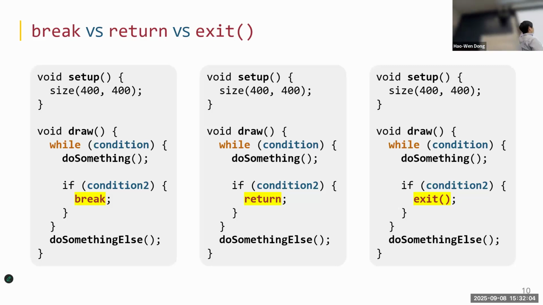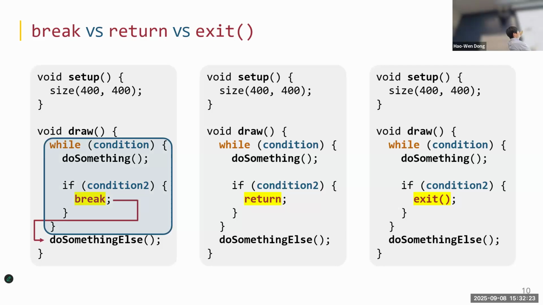So we set up something in the draw function, a while condition does something, and then we can check for another condition, and we can use break, return, or exit. But they will all have different effects. For break, you will only exit the immediate block, the loop block. So you are no longer trapped in this while loop, and now you can go out of it and then do something. This is the simplest way to get out of the while loop. This is different from return. So what happened with this?